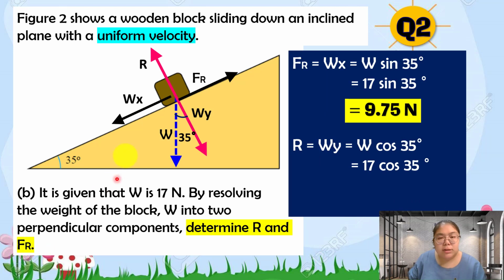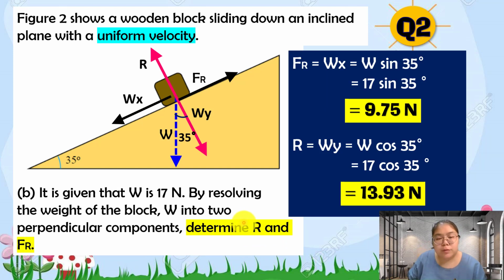Okay, then we got the friction finished. Then we need to go to the normal reaction. So now R is equal to WY. WY is just beside the anchor, is it? So we just take W cos 35. So 17 cos 35, we get the answer 13.93. So from here you can answer it. Now the R is 13.93 Newton.